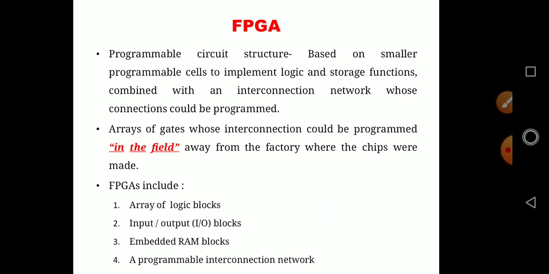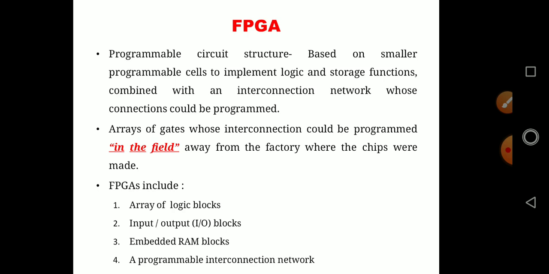As there was some evolution that took place in programmable logic arrays, they were used for complex applications. While using them for such complex applications, mapping of the circuitry on the CPLDs becomes very difficult, and it also makes inefficient use of the resources provided on the chip. To avoid that, a programmable circuit structure is required, which is based on smaller programmable cells to implement the logic storage functions combined with interconnection networks whose connections can be programmed. For that purpose FPGAs are used.